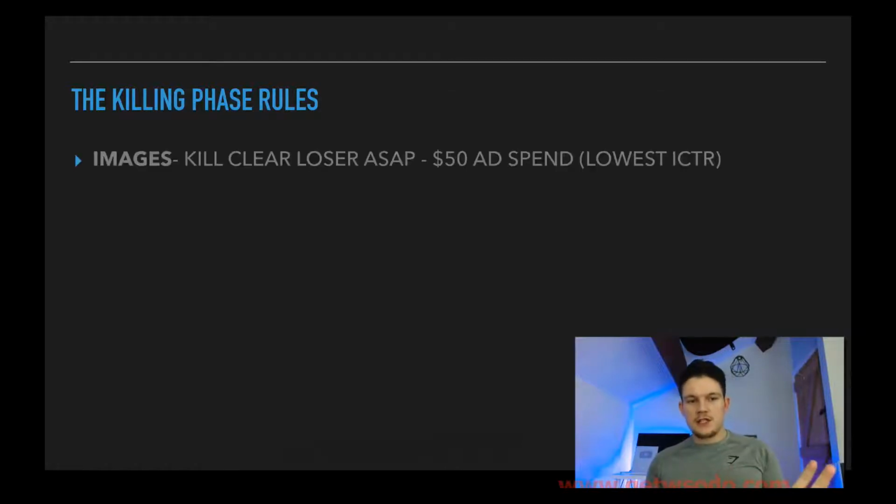So first of all, is images. With all of this, what we're doing is we're looking for clear losers, anything that seems to be losing and standing out. This is not where we're looking for clear winners. I'm going to go into more detail about whitelisting and finding out exactly what's working and optimizing the whole campaign a little bit later on. But this is all about finding clear losers straight away. Just want to make that clear.